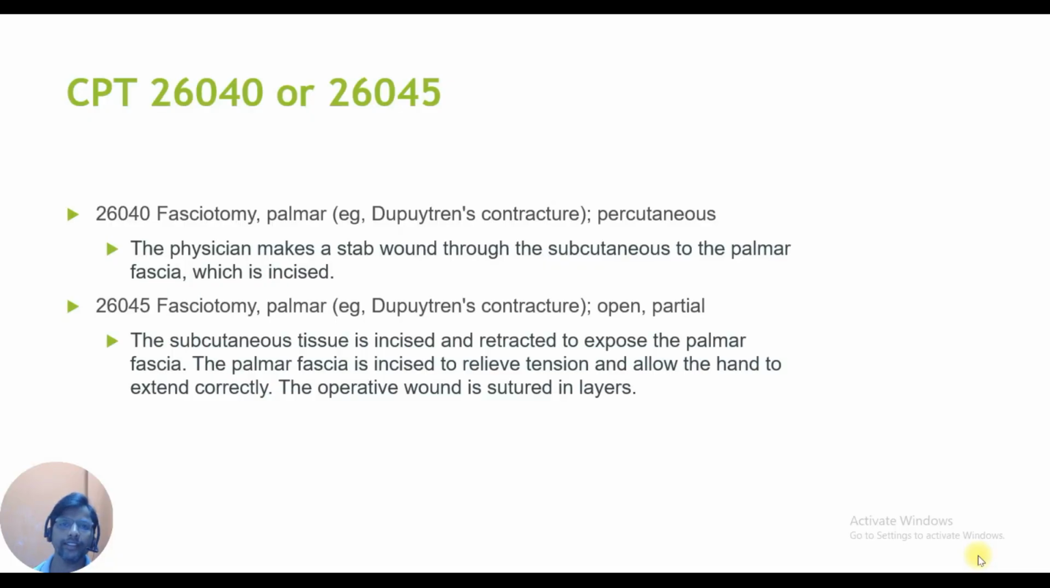For Dupuytren contractures we have two codes, 26040 or 26045. Both are fasciotomy, palmar. The approach is different: 26040 is percutaneous approach, 26045 is open approach. Here the physician will perform the fasciotomy. Fasciotomy means incision on the fascia of the palmar or palm area. So what is important here? Whenever you want to code Dupuytren contracture, we need to check whether it is percutaneous approach or open approach.